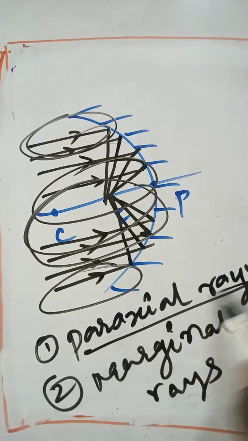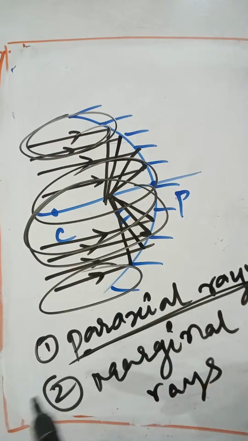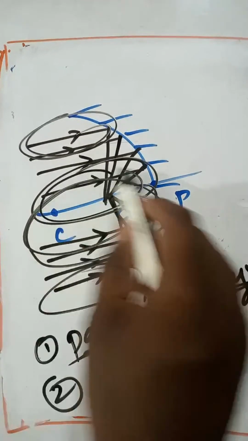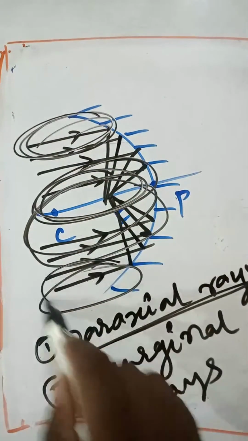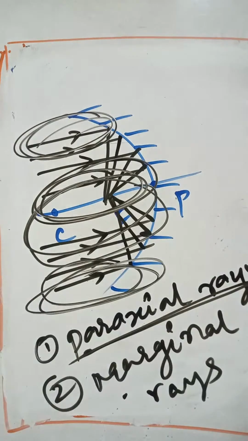The rays which are very close to the axis are called paraxial rays, and these far away rays are called marginal rays. Okay, so that is about today's class. We'll see a few more points in the next class.